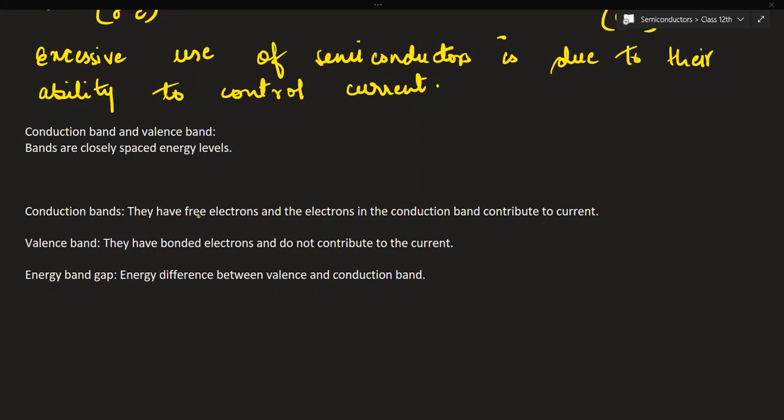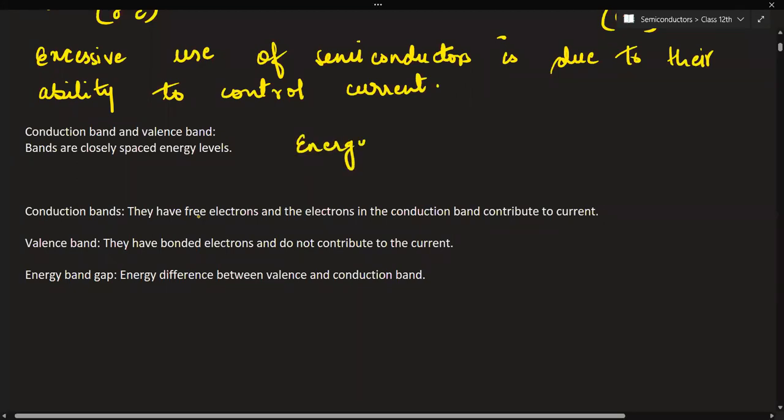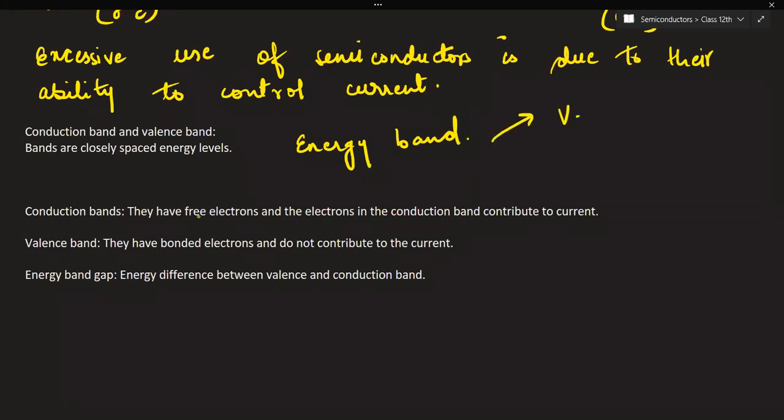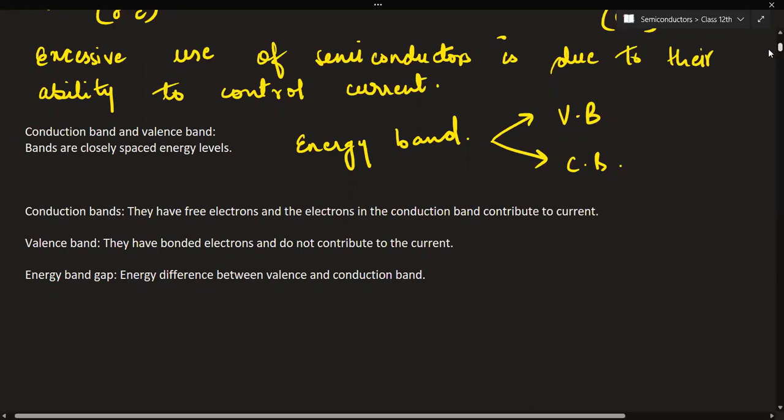So here in this, you have two energy bands. One is known as the valence band, and the second is known as the conduction band. These are basically bands of closely spaced energy levels. So what are these conduction and valence bands? Let me draw the diagram.